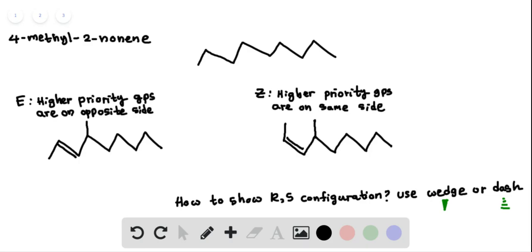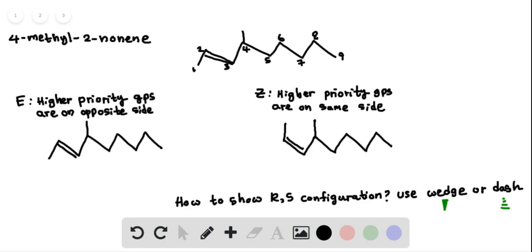Let's number the chain. 1, 2, 3, 4, 5, 6, 7, 8, 9. And it has a double bond at the number 2 carbon, because this is 2-nonene, meaning a double bond at number 2 carbon. So there's a double bond here, and there is a methyl group at the number 4. There's a methyl group here.